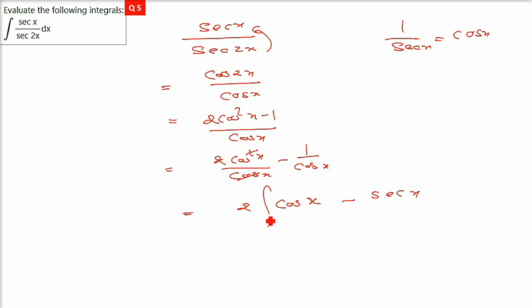Now let us integrate. Cos x is simple. Sec x we already know; we have already done a question like this. So it will be 2 cos x is sin x. There is no differentiation of x that can be put in the denominator, so we'll just go for sec x. It's ln modulus sec x plus tan x.